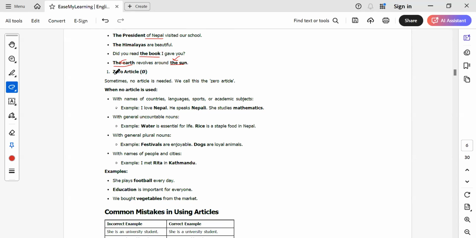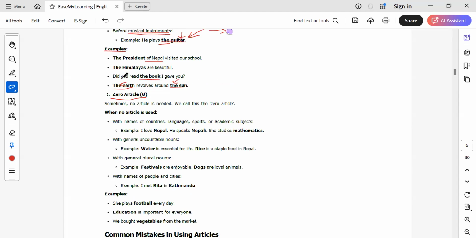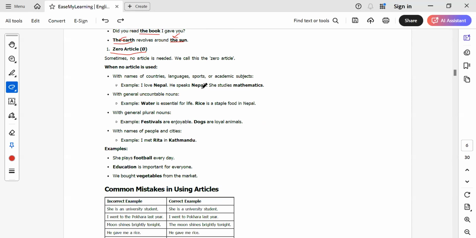Now we move on to another type of article, which is the zero article or the null article, which means that we do not use an article. For example, if in this sentence, instead of saying "the Himalayas are beautiful," I say "Himalayas are beautiful," or "a president of Nepal," here it's wrong, but in some cases it is right to not use a, the, or any of these words. Let's see when that is applicable.